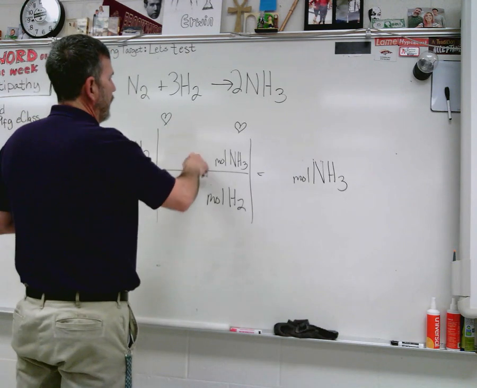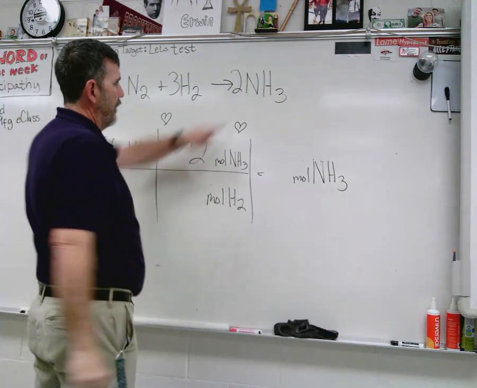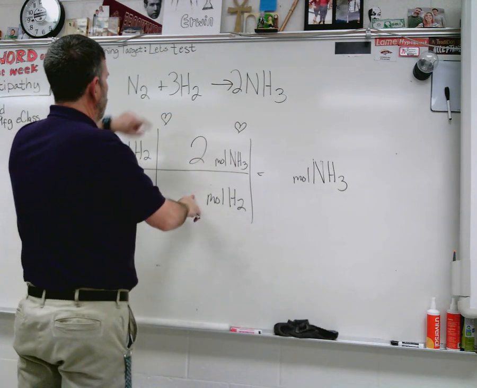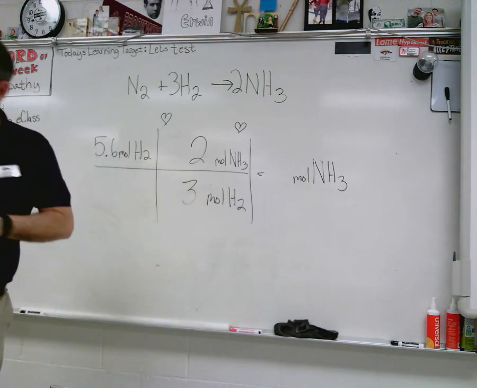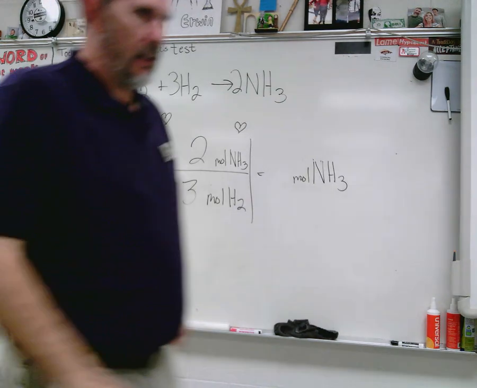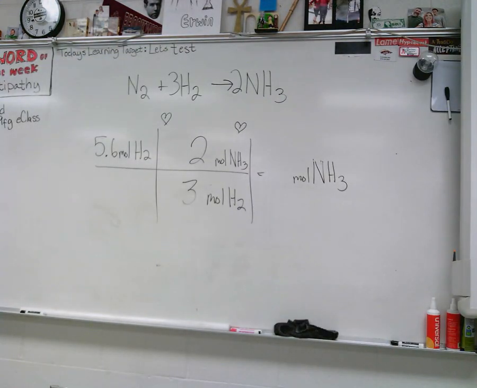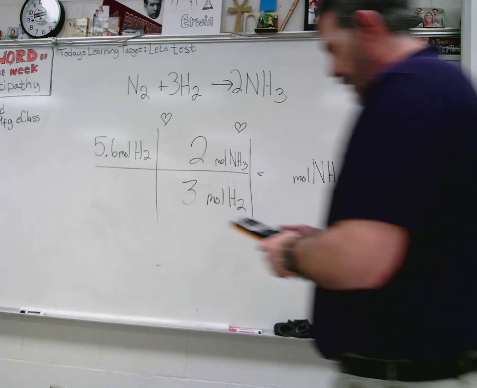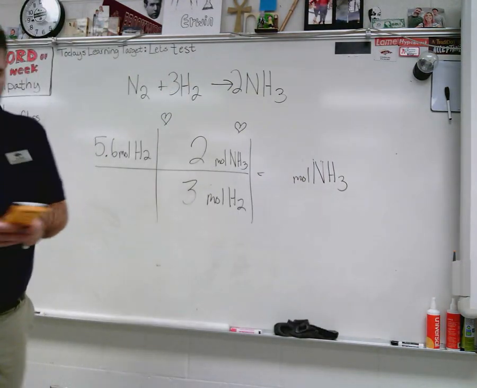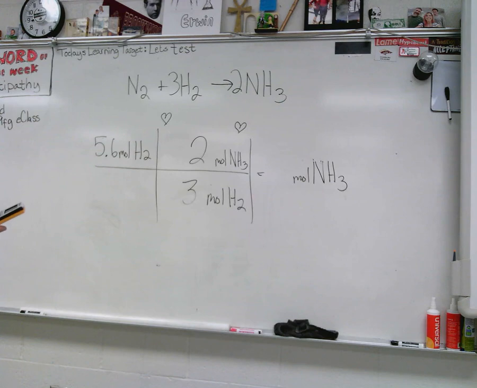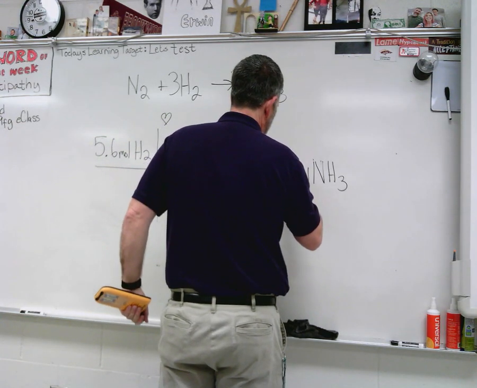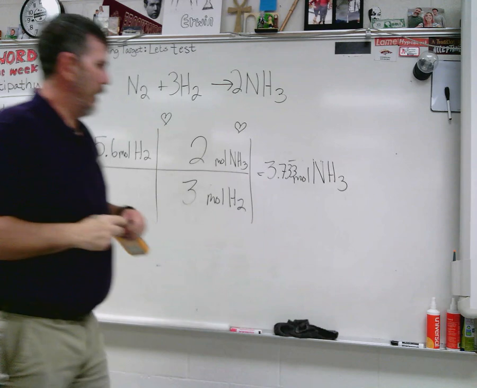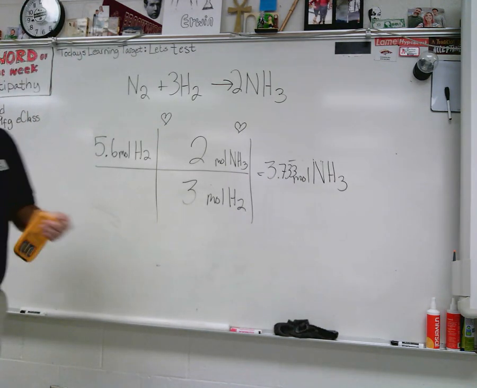And I know that for every 2 moles of NH3 I make, I'm using 3 moles of H2. And now it's a math problem. When I say multiply across the top and divide by the bottom, now you actually have to start doing that. So I have 5.6 times 2, divided by 3. 3.73 repeating, 3.733 repeating moles of NH3. That is the first example problem.